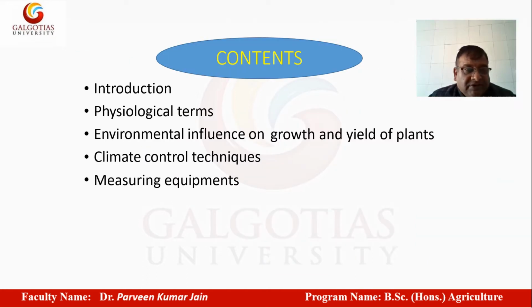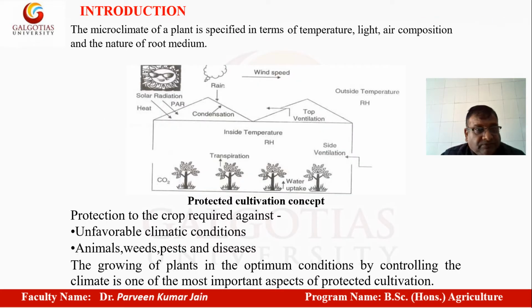Here we will be discussing a little about the introduction to climate controls, then different physiological terms which are used while we explain things in plant science, then environmental influence on growth and yield of the plants, and different climatic control techniques and equipment. So, as an introduction, the microclimate of a plant is specified in terms of temperature, light, air composition, and nature of root medium. And these are very important.